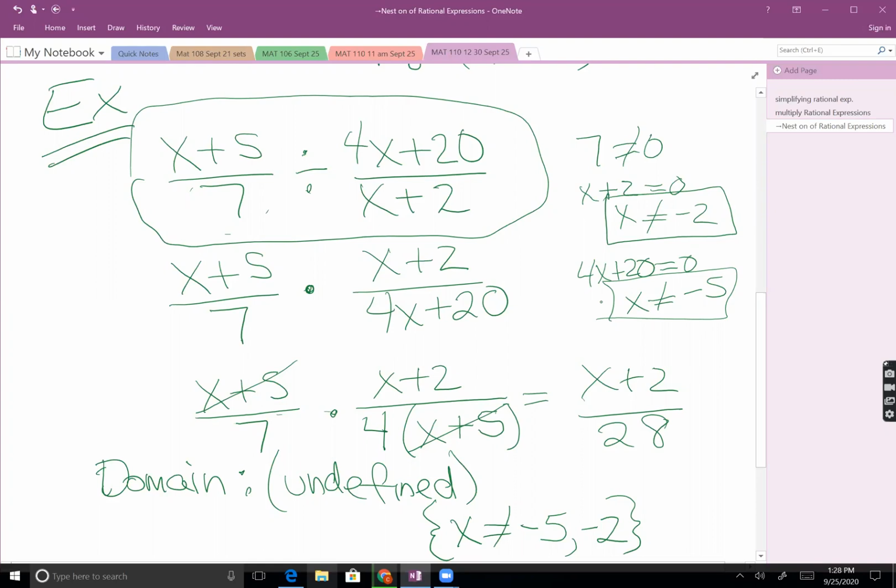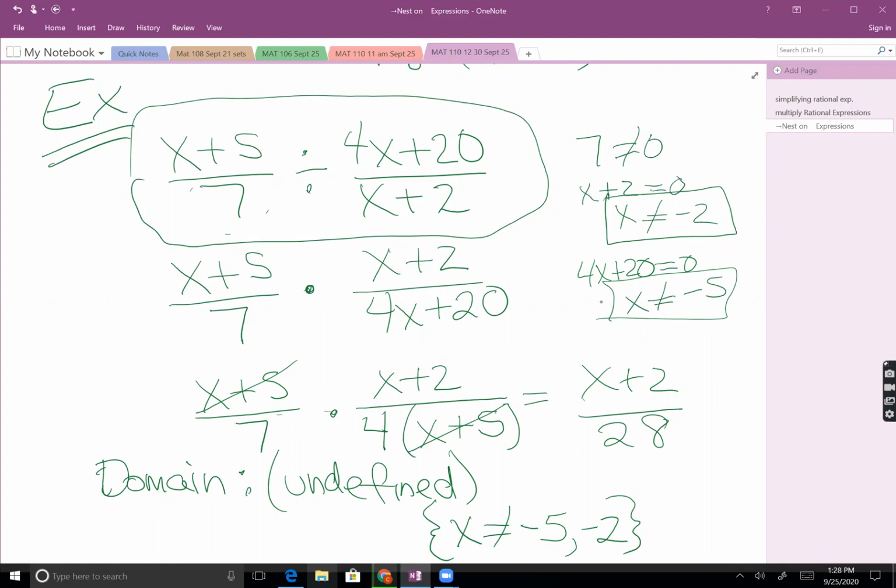Thank you. So it's the one question that usually you answer backwards. In terms of saying, where is it defined? We have to say, where is it undefined? What cannot happen? The denominator cannot equal 0. So let's make that denominator 0 and toss out the values that we get. Okay?